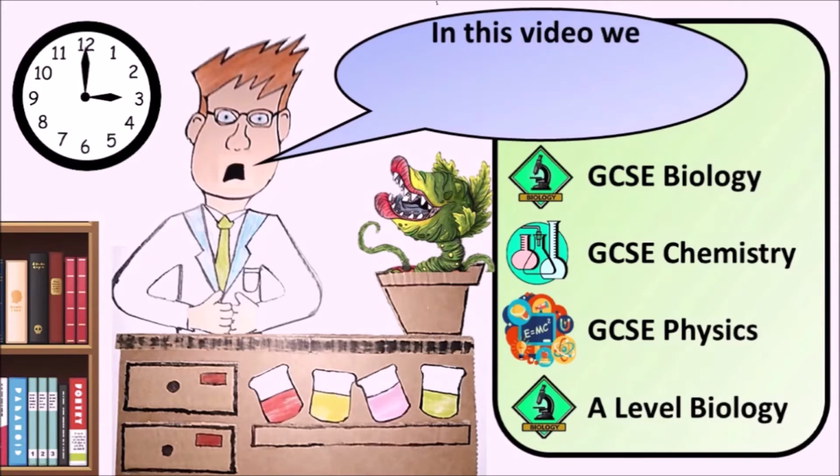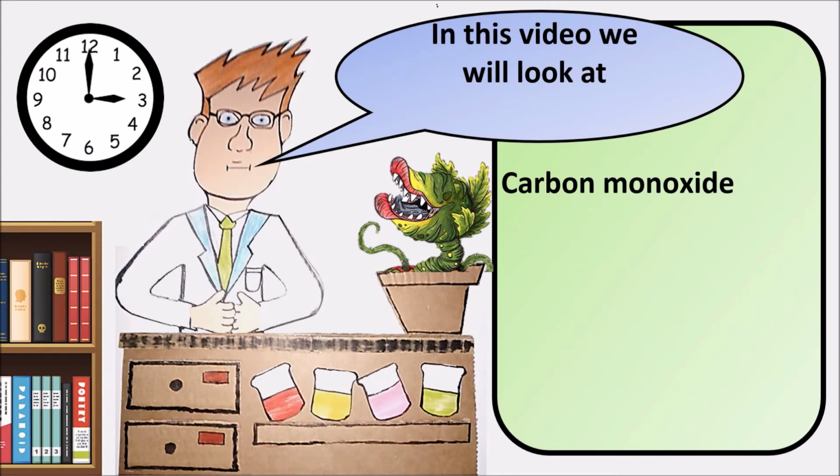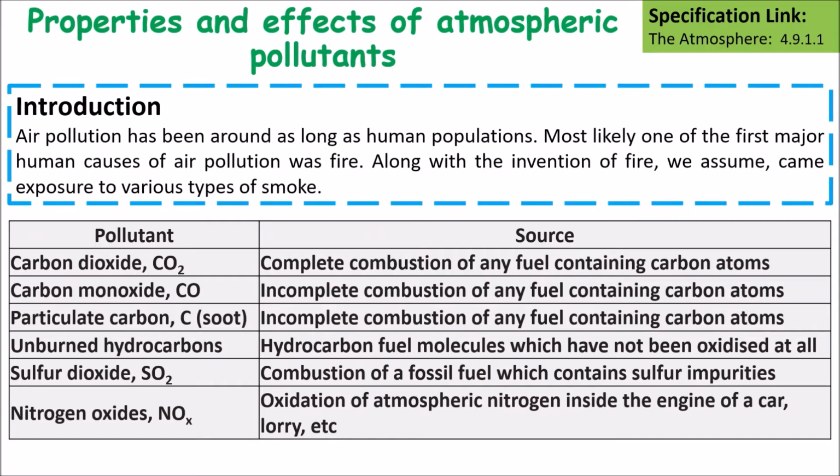In this video, we will look at carbon monoxide, soot and sulfur dioxide. So, when we burn fossil fuels, they make a range of pollutants, right? Some of the ones that they make are things like carbon dioxide, carbon monoxide, pure carbon, which is soot. There's always a few unburnt hydrocarbons, sulfur dioxide and nitrous oxides.